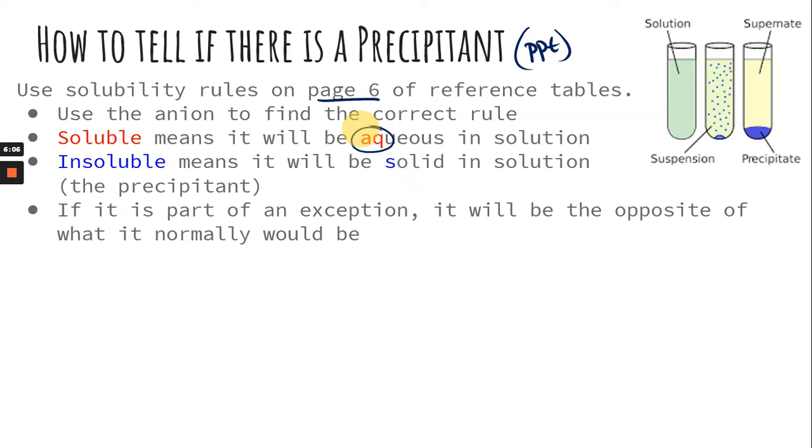It dissolves in water. Insoluble means that it doesn't dissolve in water, so that's the S. And so it kind of messes people up some because they want to make soluble S for solid, but it's not. Soluble is AQ for aqueous. Insoluble is S for solid. If it's a part of the exception, it's going to be the opposite of what it normally would be.